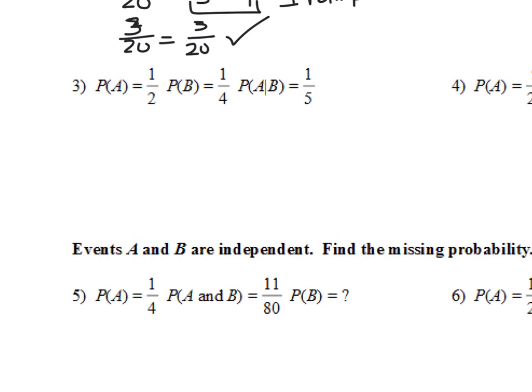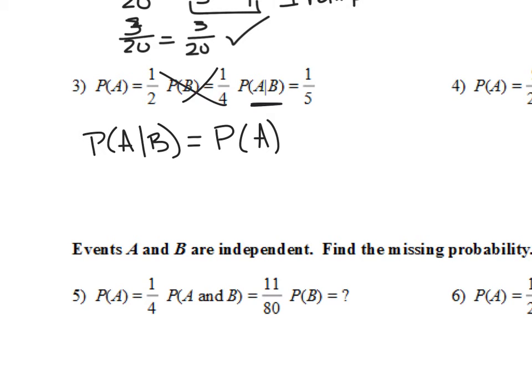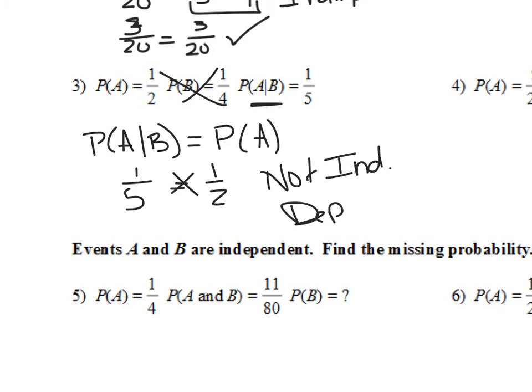Okay. So this one here uses the conditional. So we know that that would mean that the probability of A given B is equal to the probability of A. So this is kind of extraneous information. You don't really need that. So is 1/5 equal to 1/2? No, not independent. Or you can just say dependent. Either way, it's all good.